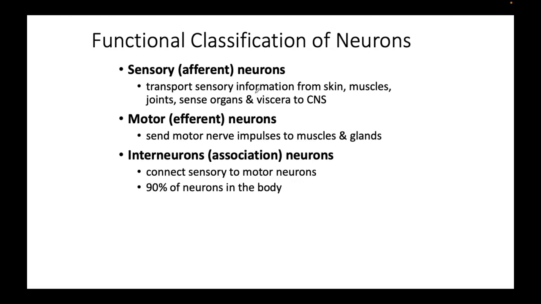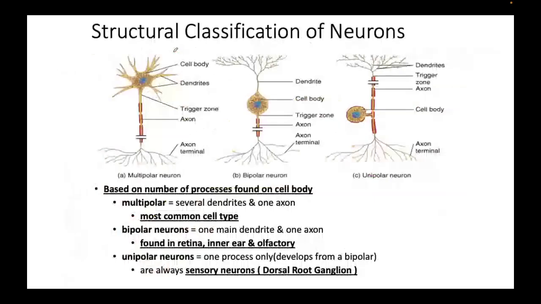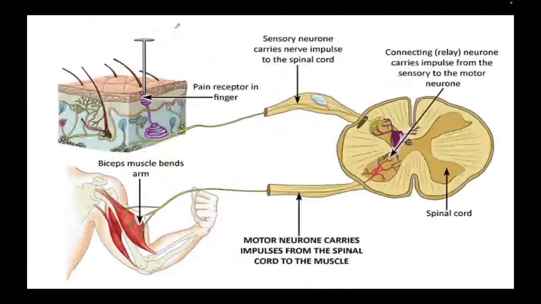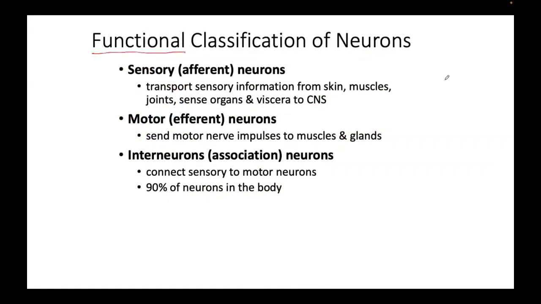We're going to be looking at the neuron again, but now we're going to be looking at how we classify neurons. Neurons can be classified functionally, and they can also be classified structurally. And that fits the basic principle of anatomy and physiology, doesn't it? Structure, function.